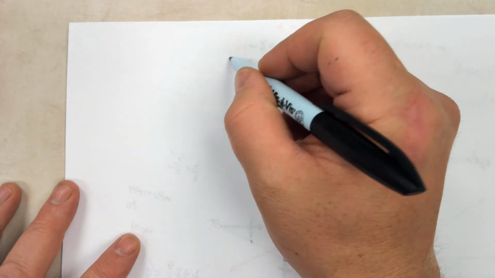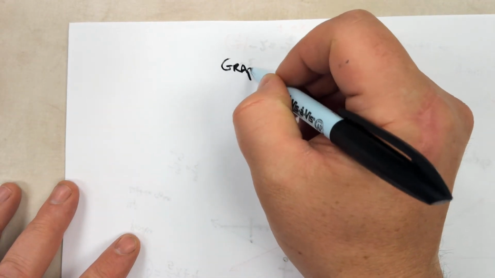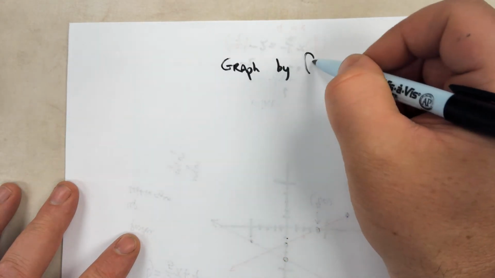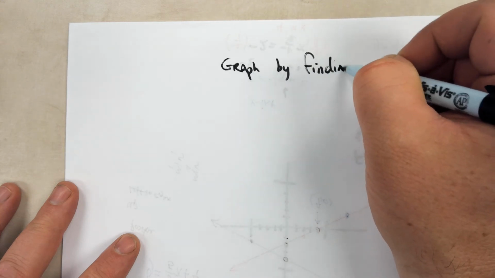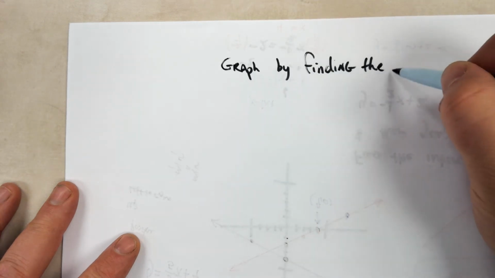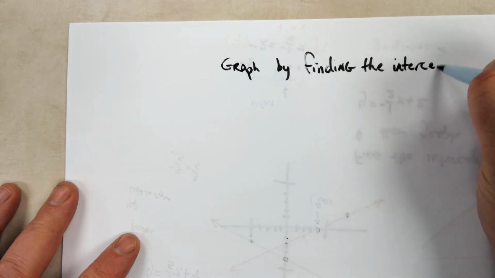So here are the instructions. Graph by finding the intercepts. And I'll show you. We'll do one together, okay?